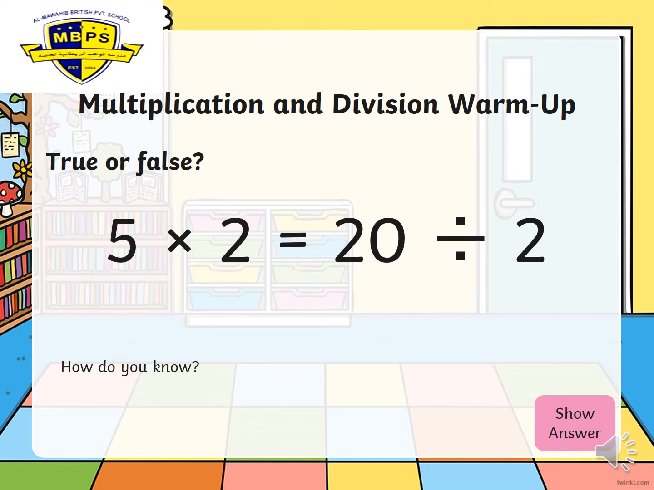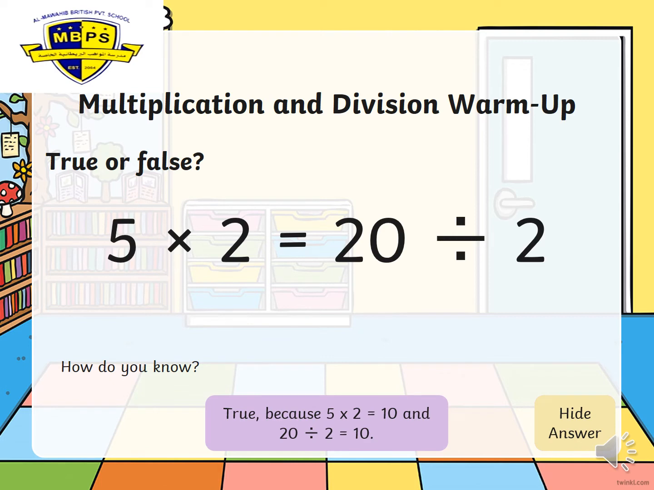What about 20 divided by 2? If I have 20 and I will divide it by 2, equals what? Which number, if I multiply by 2, gives me 20? This will be the answer. Now let me show you the answer.